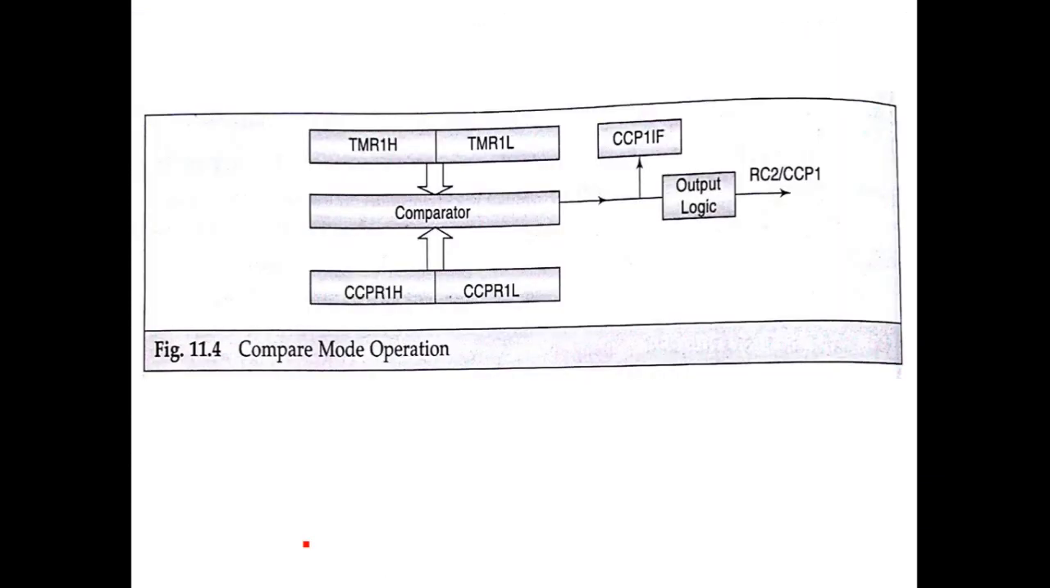Next mode of operation is compare mode. Once again, the same hardware is available. The compare mode also uses the timer section, timer 1. These are the timer 1 count registers, and these are the CCP module count registers. It also uses a pin corresponding to that CCP module, RC2, for example, the CCP1 pin. Now this pin has to be configured as an output pin.